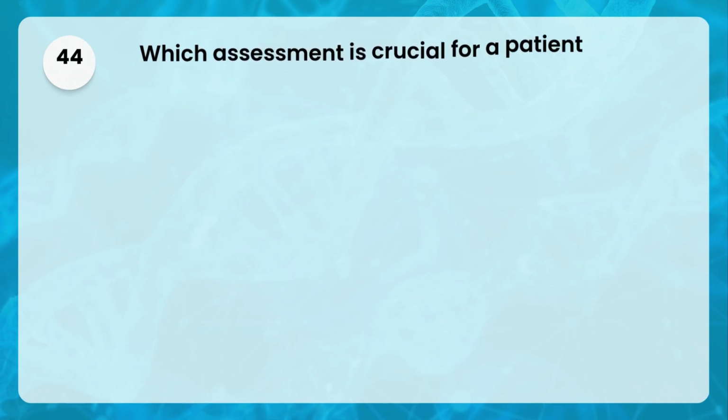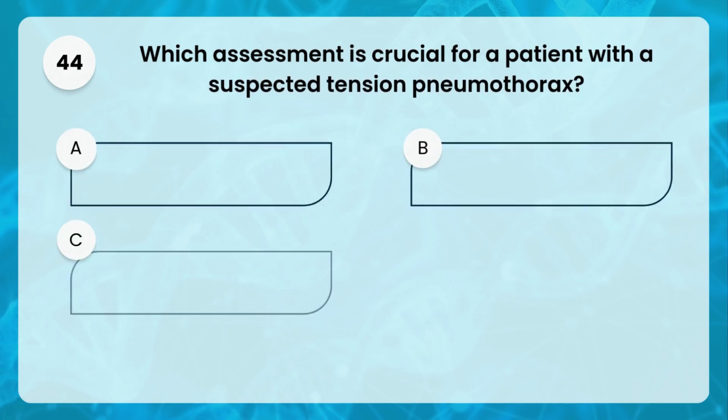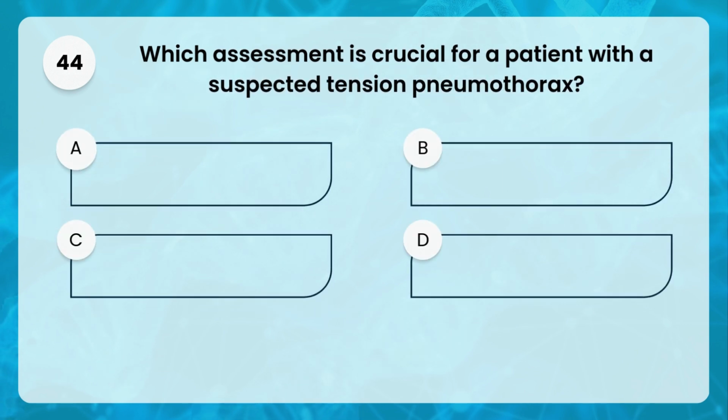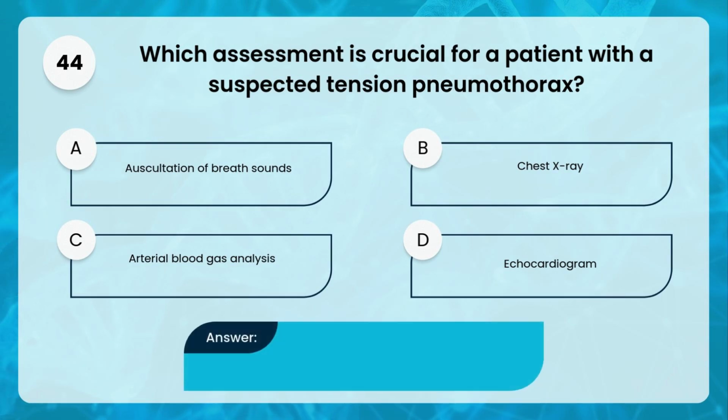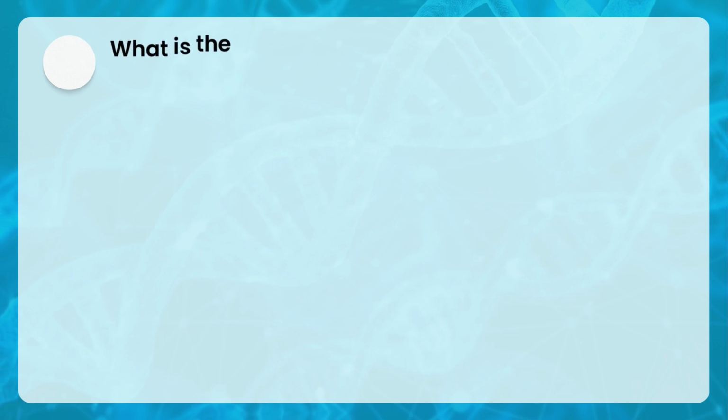Number 44. Which assessment is crucial for a patient with suspected tension pneumothorax? A. Auscultation of breath sounds. B. Chest X-ray. C. Arterial blood gas analysis. Or D. Echocardiogram. The answer is A. Auscultation of breath sounds.